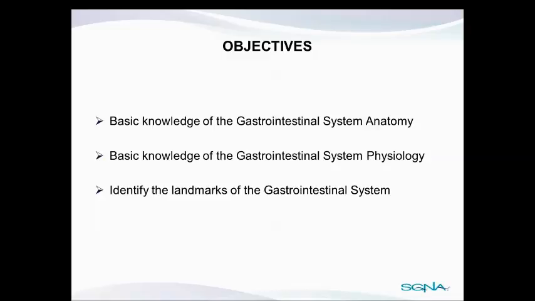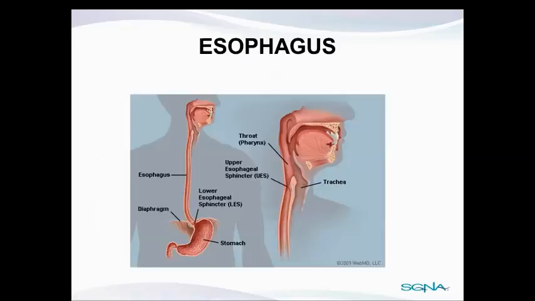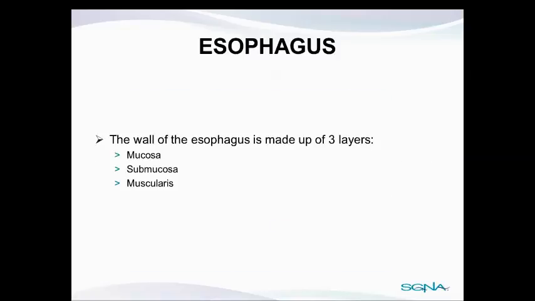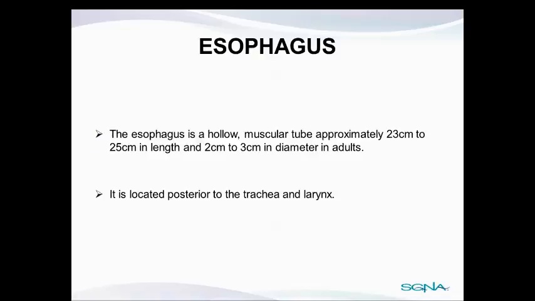This is just the structures of the esophagus. The walls of the esophagus are made up of 3 layers: the mucosa, the submucosa, and the muscularis. The esophagus is a hollow muscular tube approximately 23 to 25 centimeters in length and 2 to 3 centimeters in diameter in adults. The esophagus serves as a channel for food to go from the mouth to the stomach. It's considered the 3rd organ of the digestive system after the mouth and the pharynx.